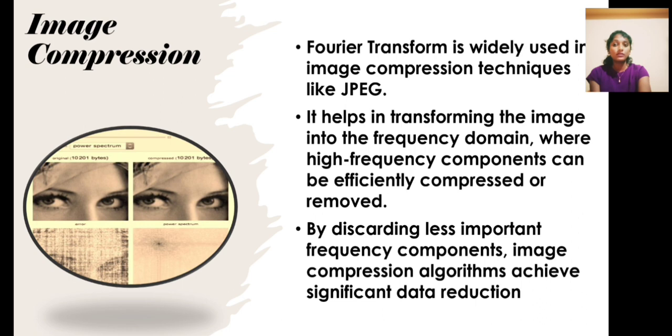So the next is image compression. Fourier transform is widely used in image compression techniques like JPEG. It helps in transforming the image into the frequency domain, where high frequency components can be efficiently compressed or removed. By discarding less important frequency components, image compression algorithms achieve significant data reduction.